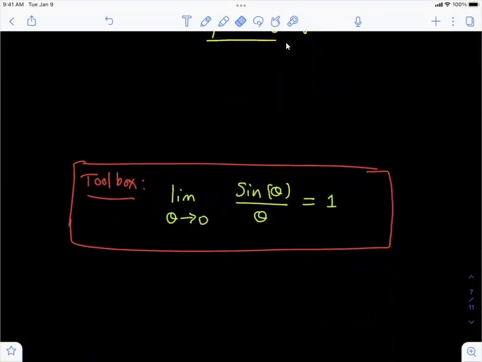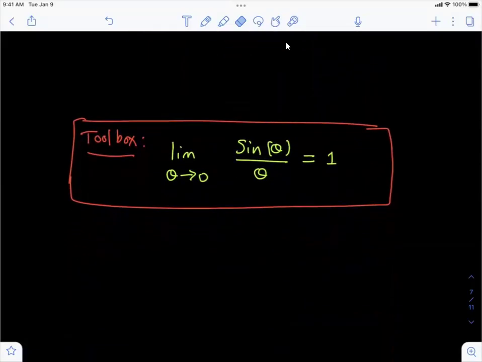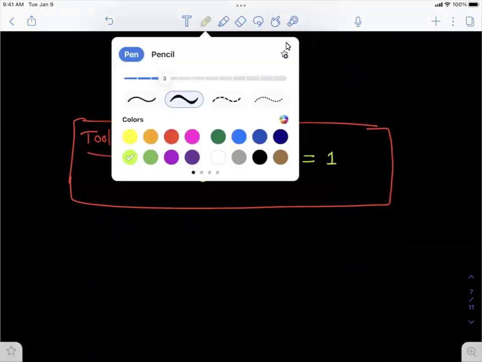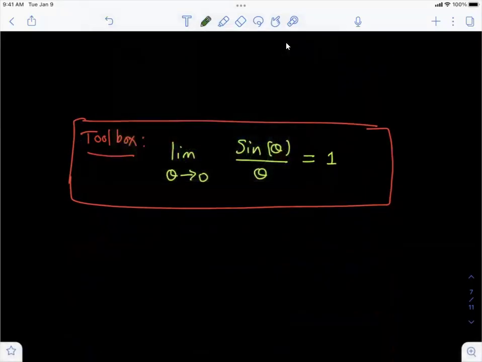In fact, it is a versatile tool that we can use for many different limit computations. Let's try to understand exactly what that tool is. This tells us about a very specific function, sine theta divided by theta. You can have a different variable here. Theta is just a placeholder.